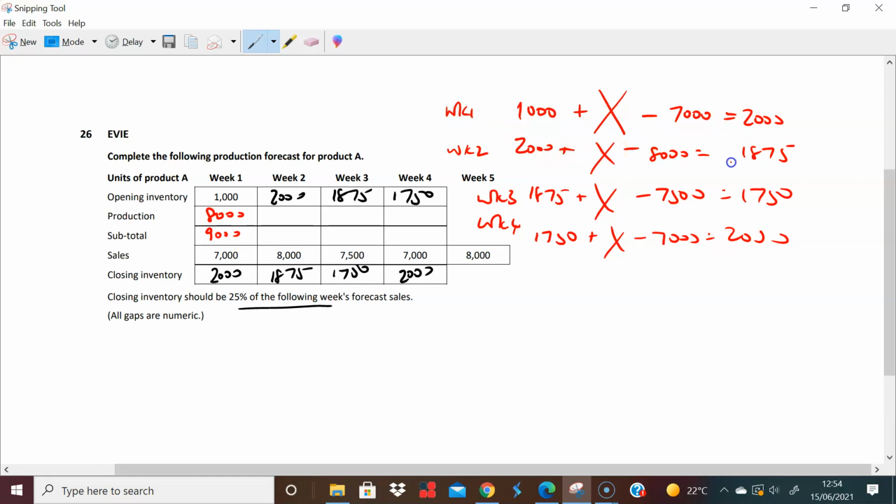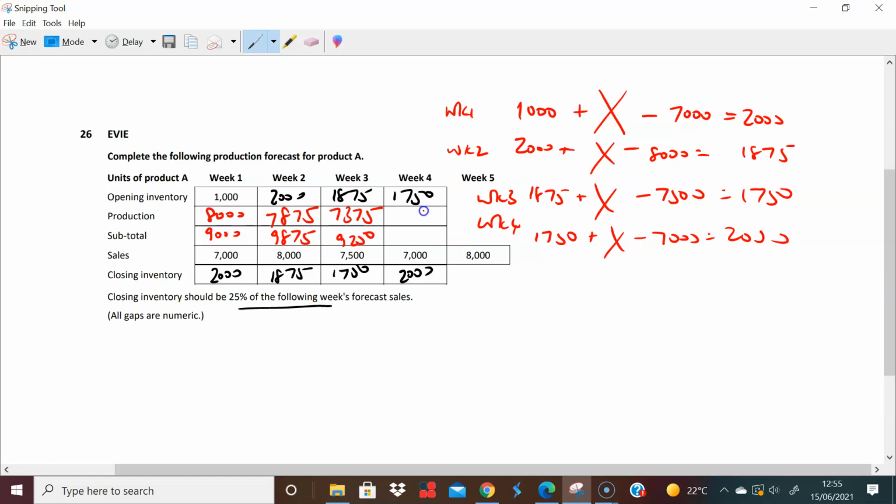And then the same thing I do here again. So the X would be 1,875 plus 8,000 minus 2,000, which is 7,875. Adding the two together, I get 9,875. Then I do the same thing here again: 1,750 plus 7,500 minus 1,875, and I have 7,375. Add those two together, 1,875, and you have 9,250.